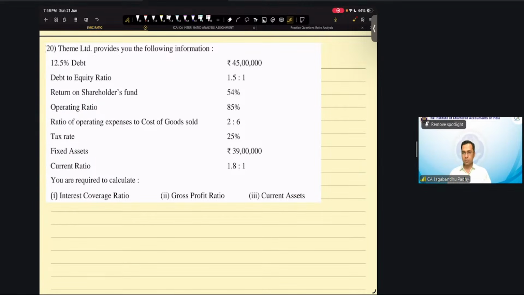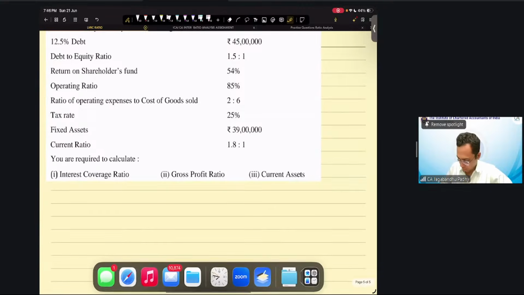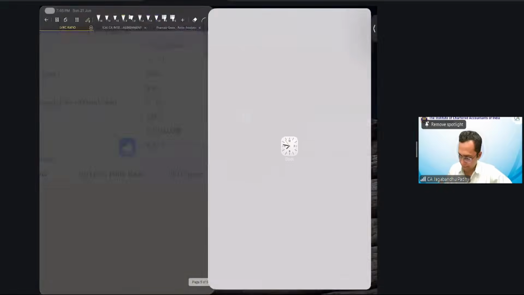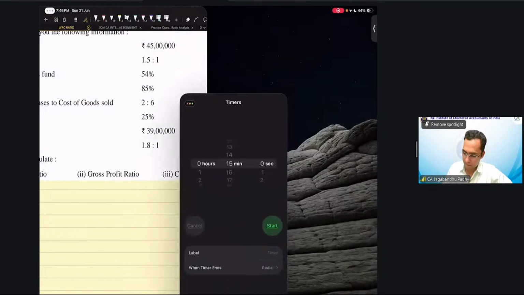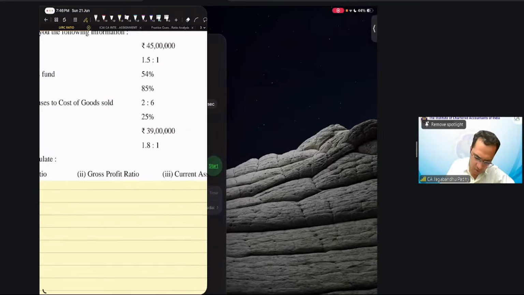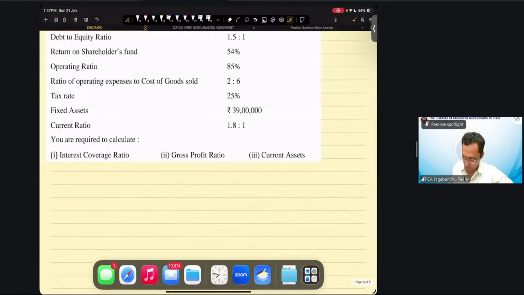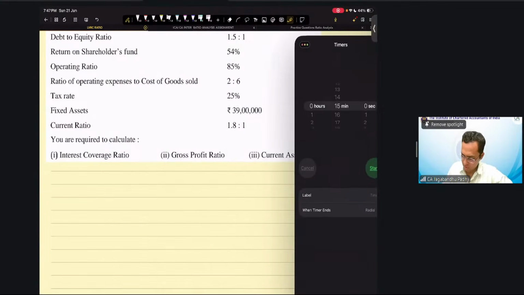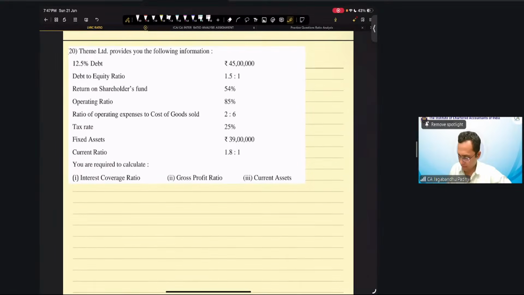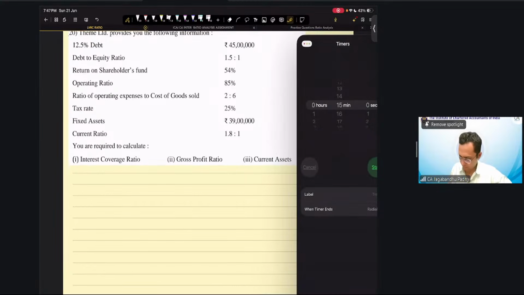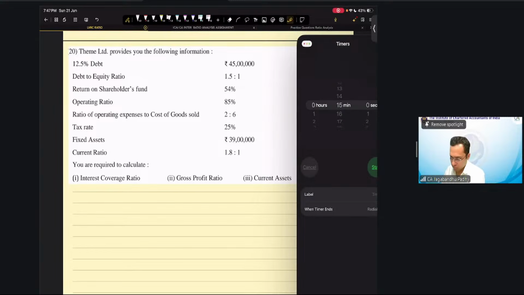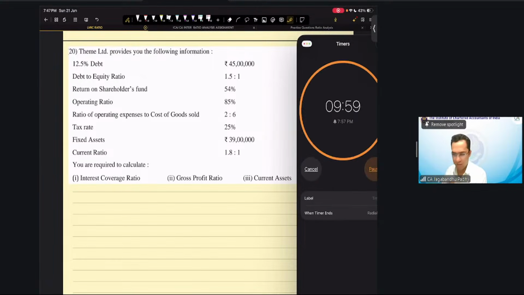Just try to solve it. Again, we have to compute the three ratios: interest coverage, gross profit, and current assets. I think you should be able to do it within 10 minutes. Start with it, guys. Try it out.